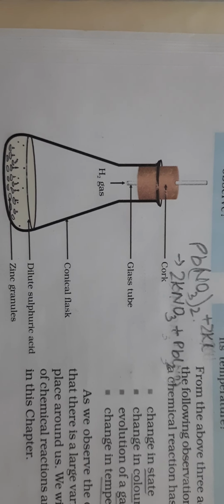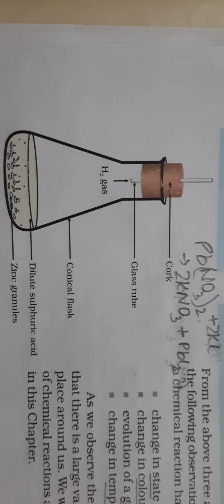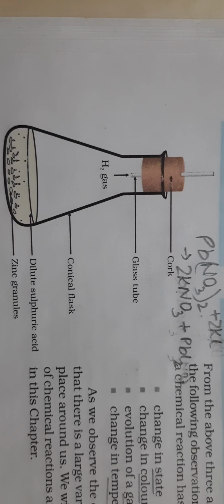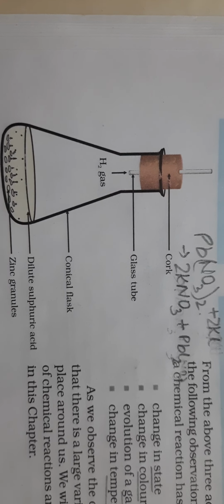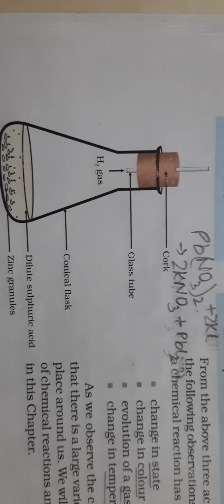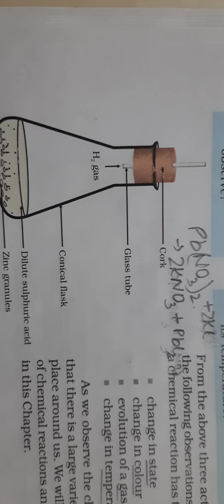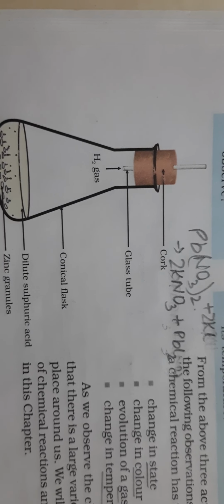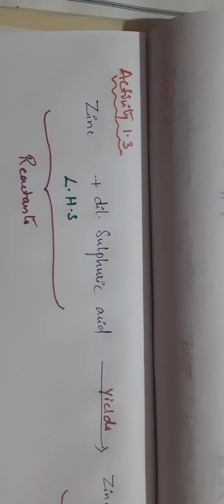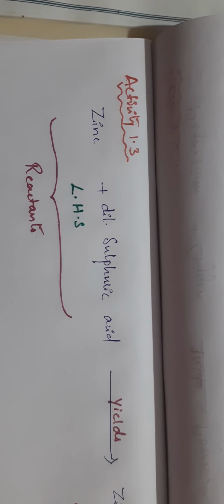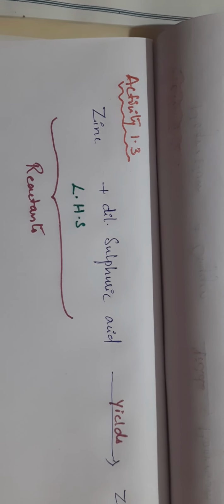So here there is a pictorial or a figure representation of the reaction. As per this picture, they have taken zinc granules in a conical flask and they have added dilute sulfuric acid to it. So what is happening? Hydrogen gas is getting released. Let us again represent this in the form of a word equation. So in this activity, zinc and dilute sulfuric acid are the reactants. So they are written on left hand side.